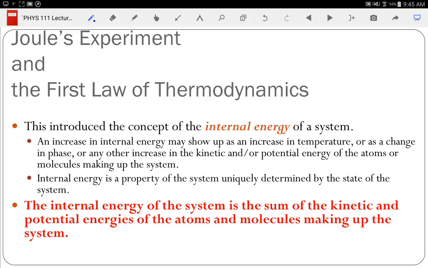Yeah, here's where I just defined what internal energy was. It's the sum of the kinetic and potential energies of the atoms and molecules making up the system. Okay, moving on.